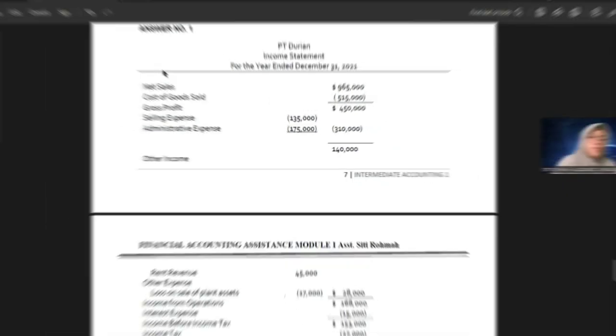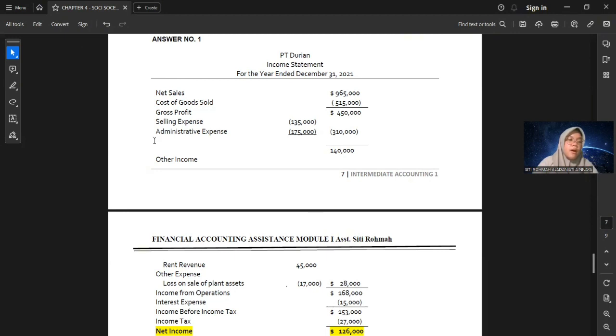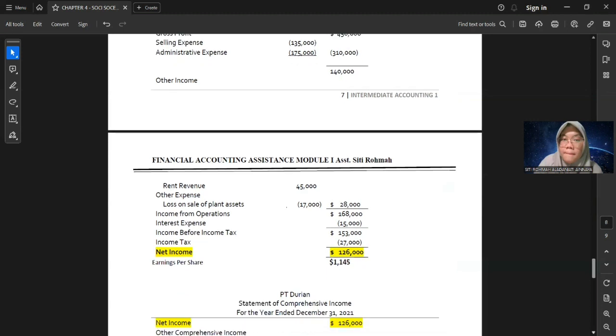Okay, let's answer the question. First, we have a profit and loss report or income statement. There is net sales minus cost of goods sold. We will get gross profit. And then reduced by selling expense, administrative expense, and then we will add other income like rent revenue, and then reduced by other expenses like loss on sale of plant assets.